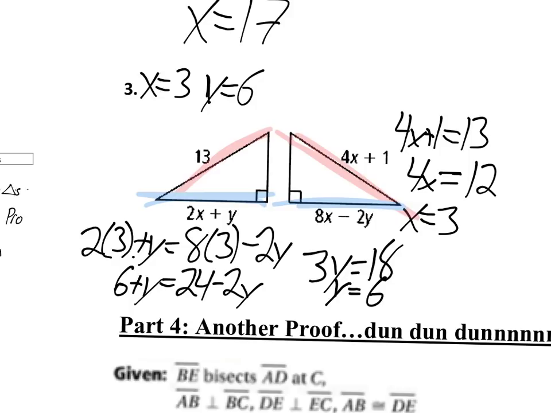So y plus 2y is 3y. 24 minus 6 is 18. Then I divided by 3, so 18 divided by 3 is 6. So that gave me x equals 3, y equals 6. Go ahead and take a second and try out the next one. Go ahead and pause the video, try it, and then come back to us.